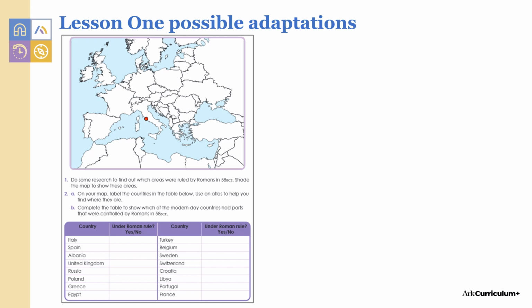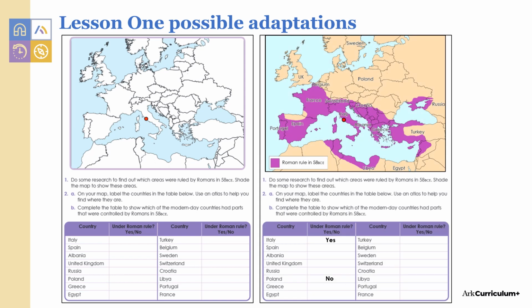Pupils are first asked to shade in Roman rule in 58 BCE onto the map. Next, pupils label the map using the countries from the table below, and finally complete the table to show which modern countries were ruled or partly ruled by the Roman Empire. To support with this activity, you could use the answer map on the slides to stick over the blank map in the workbooks. This map shows the countries labelled and the Roman Empire shaded in. Pupils can then answer the table with an extended amount of time.